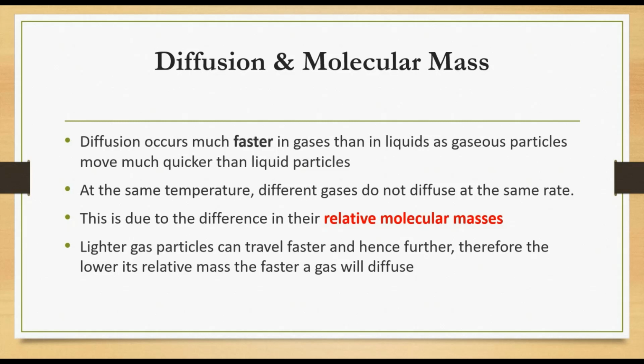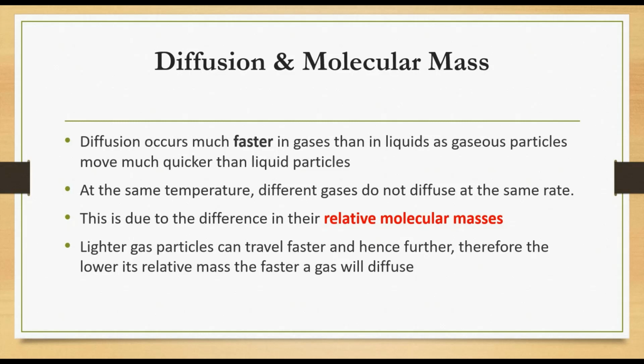Diffusion occurs much faster in gases than in liquids, as gaseous particles move much quicker than liquid particles. It's a fact: gaseous particles move randomly and are arranged widely spaced, whereas liquid particles are close together but in an irregular and unfixed pattern. So we can see that diffusion occurs much faster in gases than in liquids. Why does this happen? Because the movement of gaseous particles is much quicker than that of liquid particles.